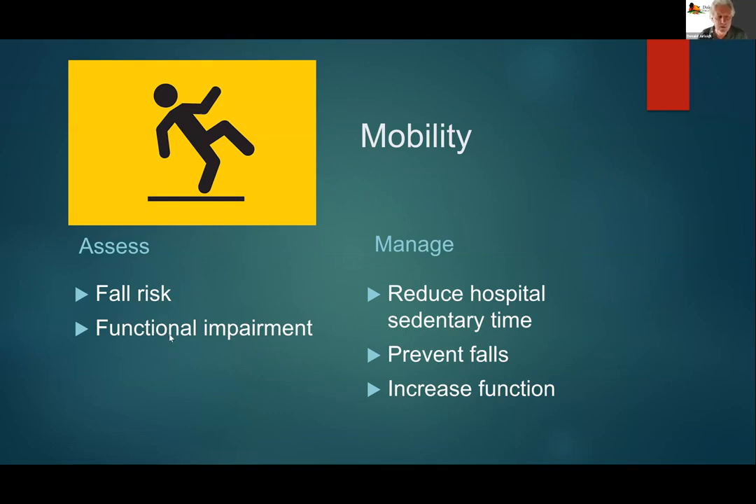We also want to look at functional impairment. How are they doing with their activities of daily living, their instrumental activities of daily living? And if there is any level of impairment, that's the type of person that should be referred to a geriatrics program, quite honestly. And then management for mobility, some of it's preventive. So you want to reduce hospital sedentary time. Hospital sedentary time is an epidemic, and it's part of the reason why up to 40% of individuals go home from a hospitalization with a new disability. But it's also important to try to prevent falls, and then ultimately to try to increase function.